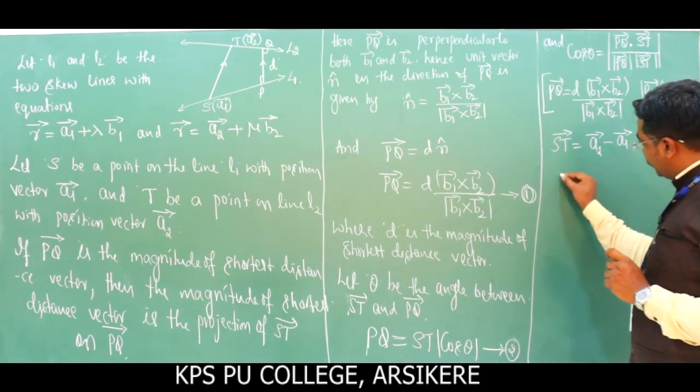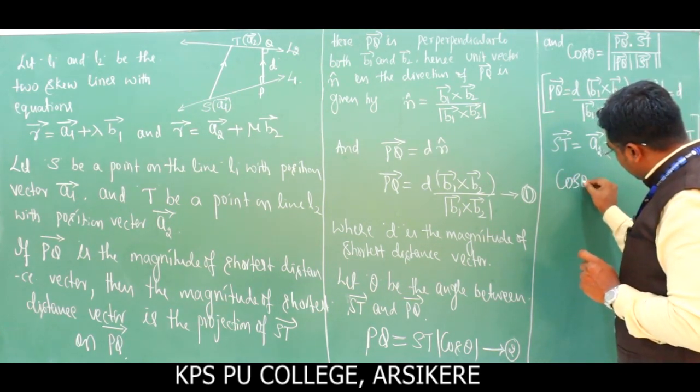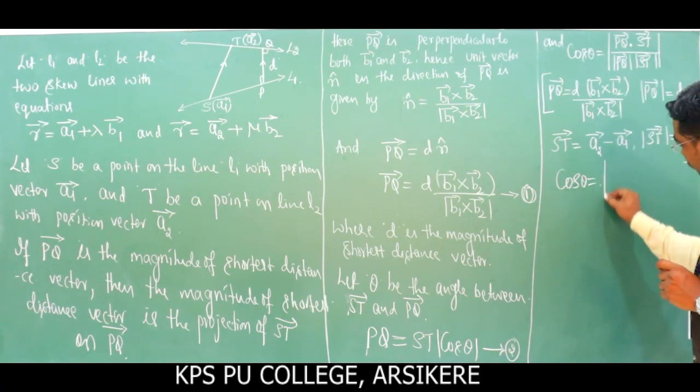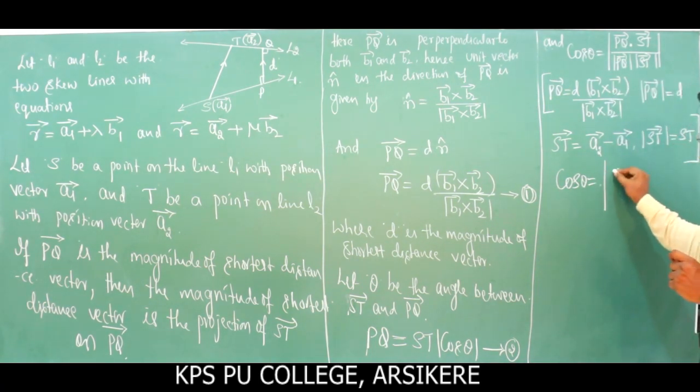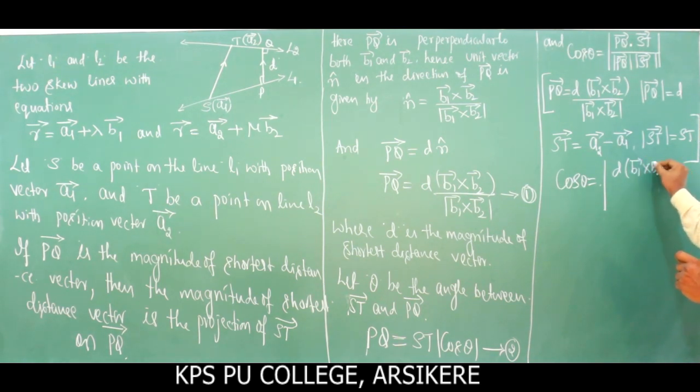Then what does cos theta become? Cos theta is equal to the modulus of, what is the PQ here? D into B1 cross B2 dot A2 minus A1. So I will write it here. Cos theta is equal to D into B1 cross B2 dot A2 minus A1.